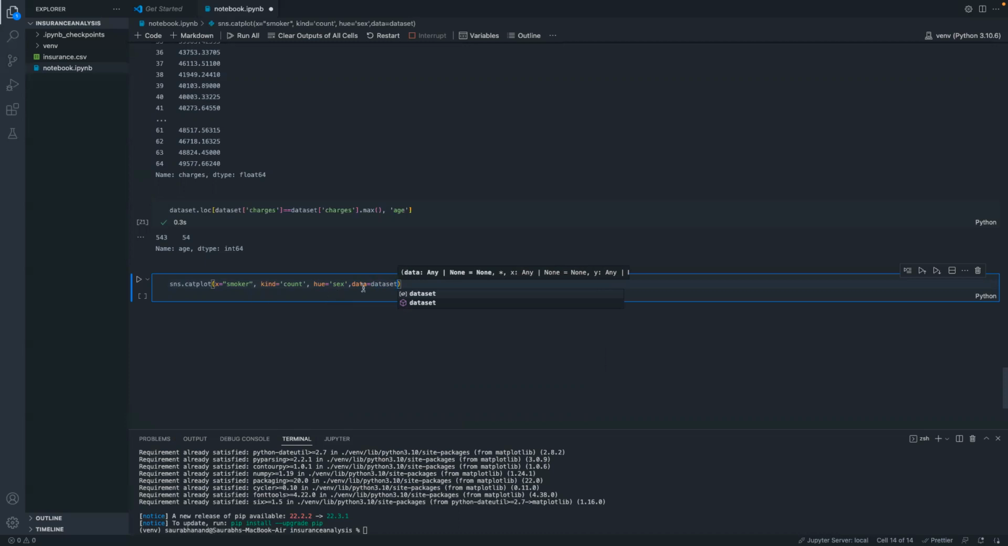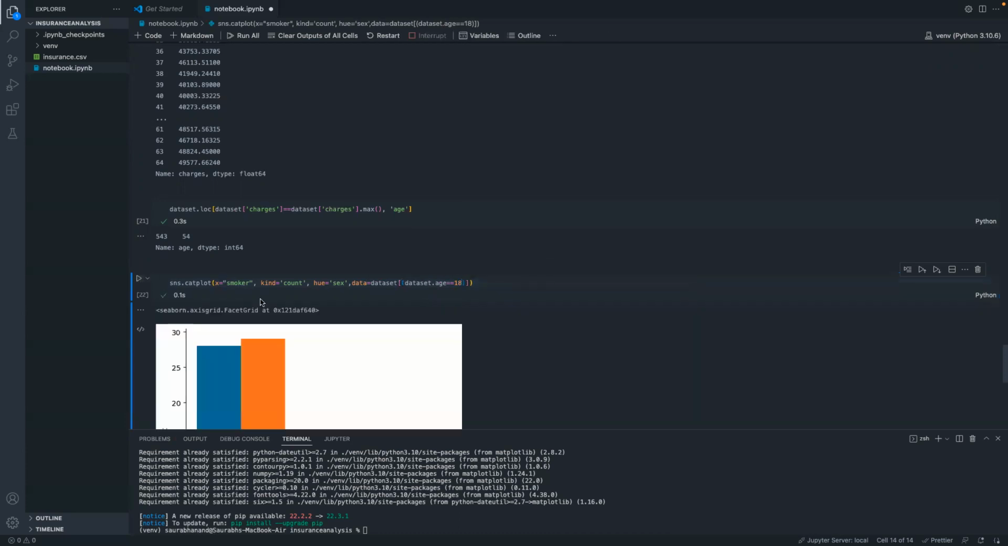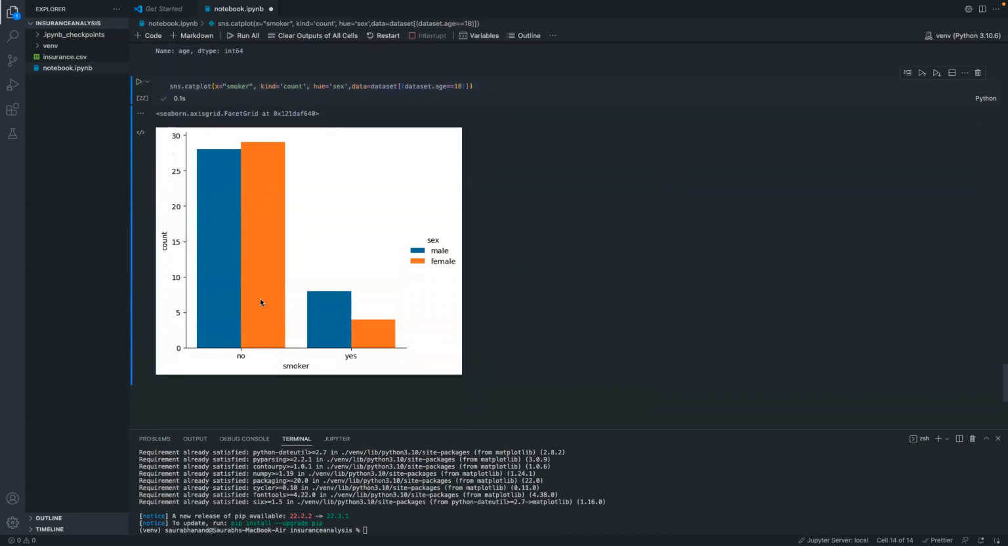So I'll probably subset my data set here, and let's see what we do here. So here I'll put data set of data set dot age equal to 18, right? So let's see what this gives us. Yeah, so now we have our plot here.